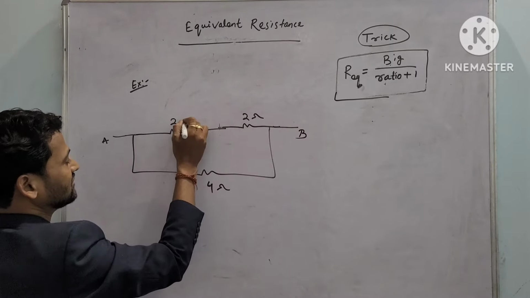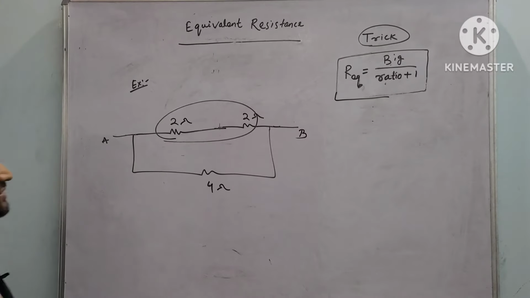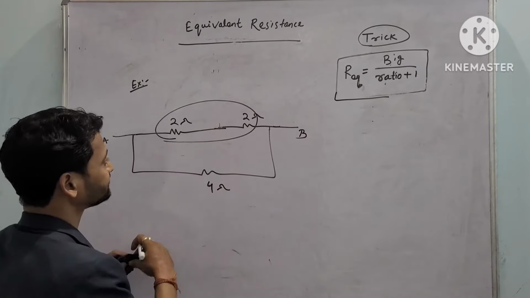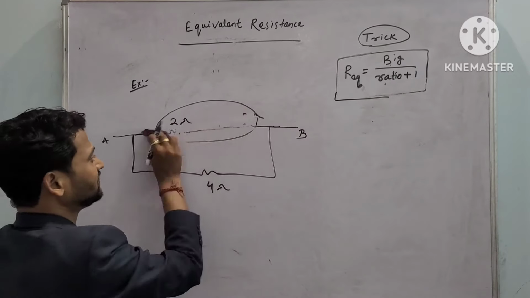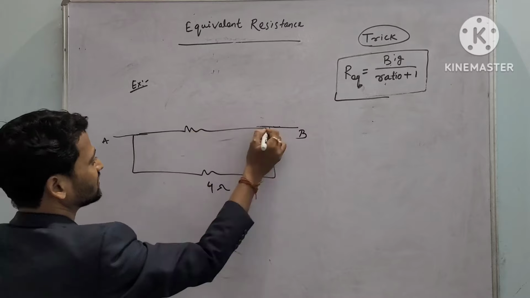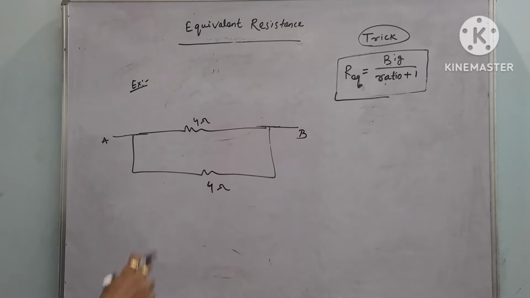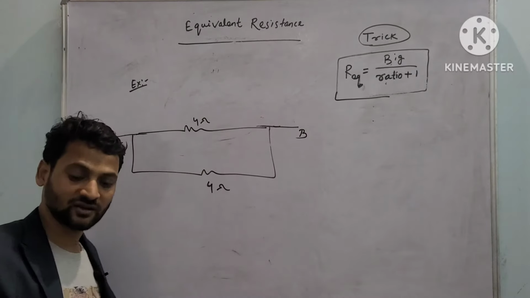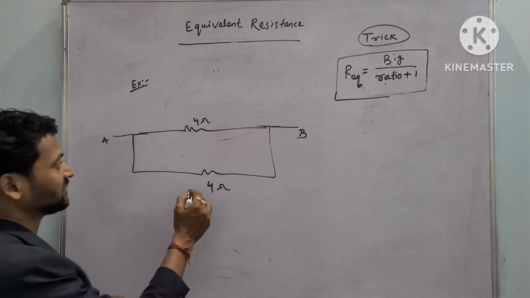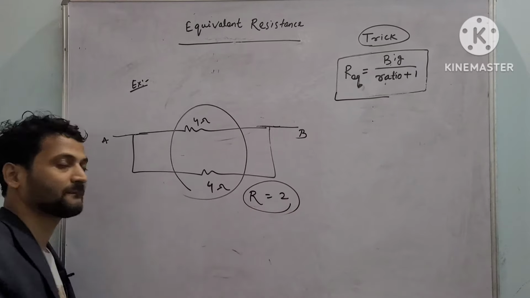Now this 2 ohm and 2 ohm both are in series. In case of series, resistance will be additive. 2 and 2, it will be 4. So now 4 ohm, 4 ohm both are in parallel. So what is the answer? What did I say? If two equal resistances are connected in parallel, the answer will be half of that. How much will it be? 2. So the equivalent resistance will be 2.